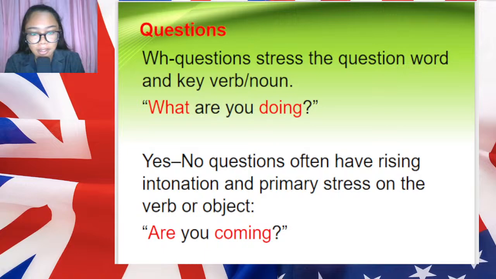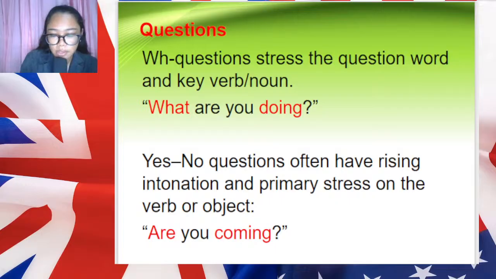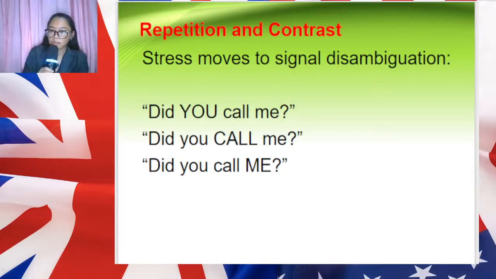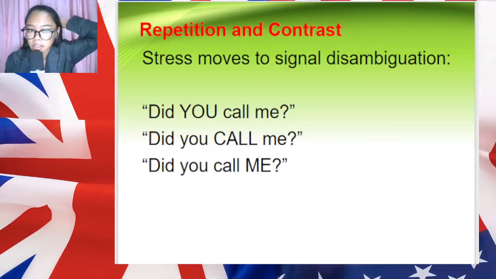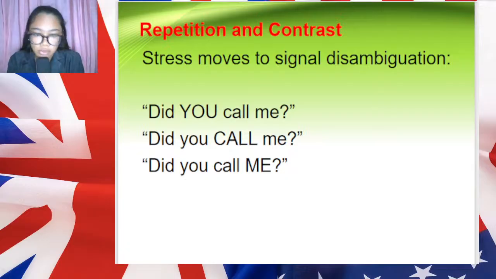Okay, let's immediately jump into the next sentence stress patterns, which is on repetition and contrast. So, repetition and clarification through shifting stress. Now here stress moves to signal disambiguation. So, let's take a single simple question. Did you call me? So, 7 letters, 4 words. But the moment we say it aloud, it becomes a canvas for meaning, and meaning changes depending on the word we stress. Okay?